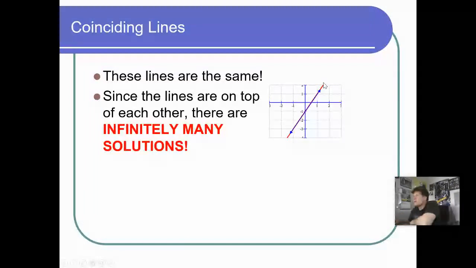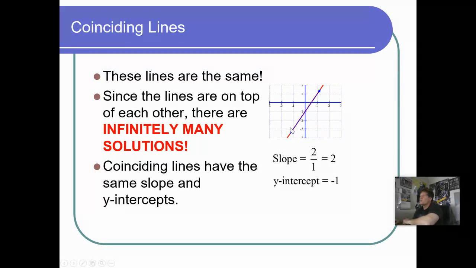So you could plug any of these points on this line into your system, and it would be true for both of those equations. Notice with this line, you have the same slope, up 2 over 1, up 2 over 1. It's the same for both the blue and the red. Notice that y-intercept, that -1, is also the same. So coinciding lines, same lines, infinitely many solutions.